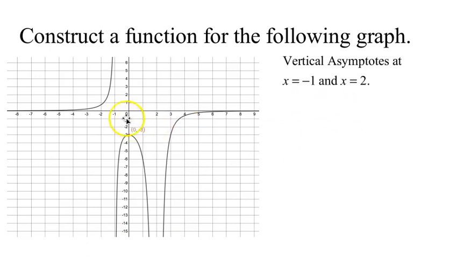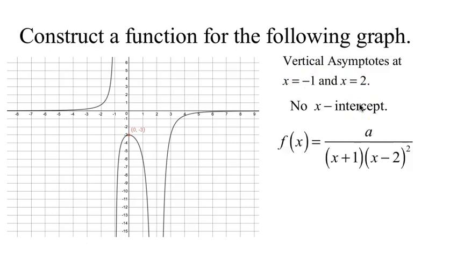So vertical asymptotes again at x equals negative 1 and x equals 2. So I need an x plus 1 downstairs and an x minus 2 downstairs. No x-intercept, so no x's upstairs. The x plus 1 downstairs to the first power, again, up on one side, down on the other. X minus 2 to the second power, since they're both going the same direction. Down, down. And I need to solve for a.